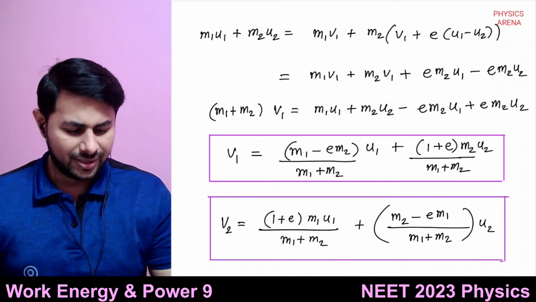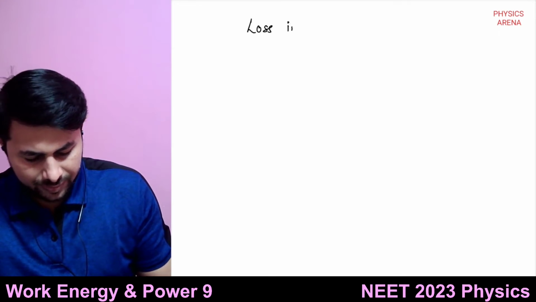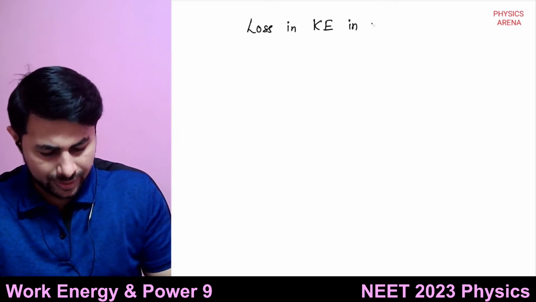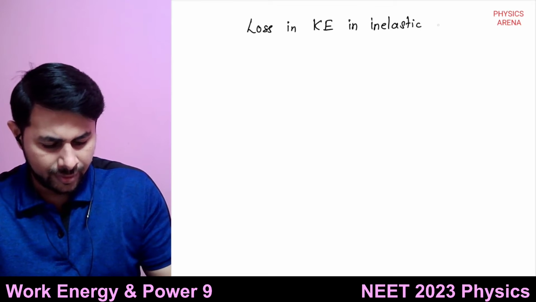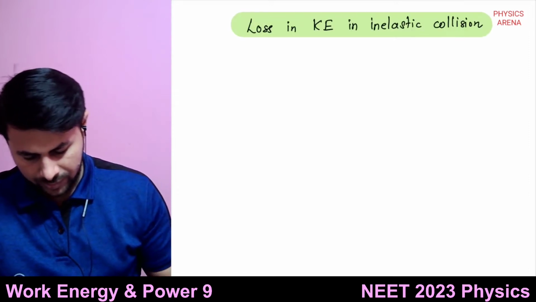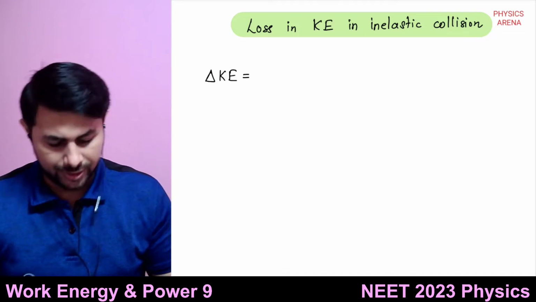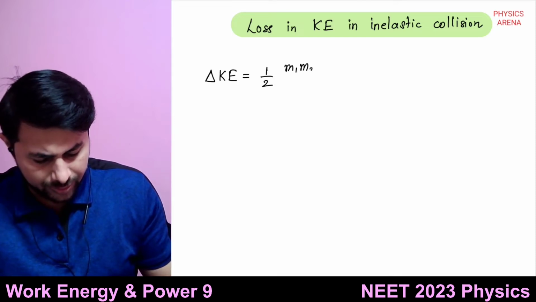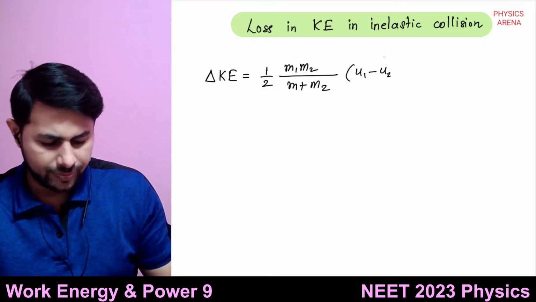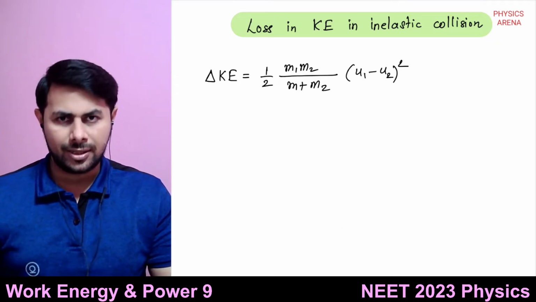Okay, and then there is one more formula, the loss in kinetic energy in case of an inelastic collision. Now you know what the loss in kinetic energy is in case of a perfectly inelastic collision. It is half of m1 m2 divided by m1 plus m2 multiplied by u1 minus u2 squared. Okay, so this is the formula for a perfectly inelastic collision.